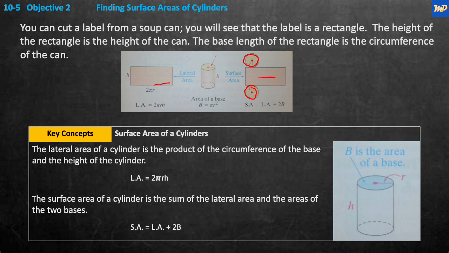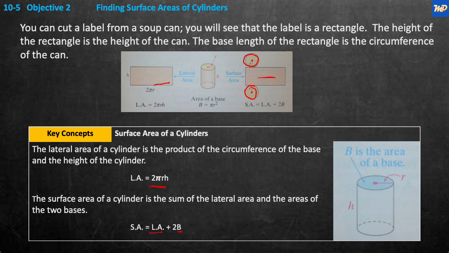Concepts. The surface area of cylinders. The lateral area of a cylinder is the product of the circumference of the base and the height of the cylinder. So you find the circumference of the base, which is pi d, or 2 pi r, times h. You get the circumference, and then the height of the cylinder: 2 pi r h, right there. The surface area of the cylinder is the sum of the lateral area and the areas of the 2 bases. So the LA, as we said before, is 2 pi r h. And then you've got the 2 bases.